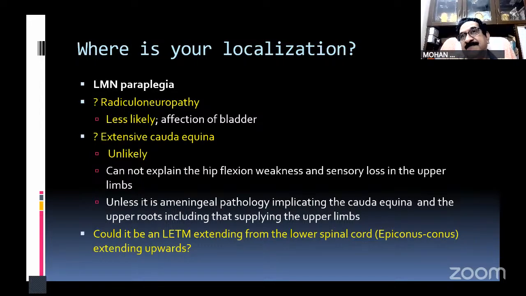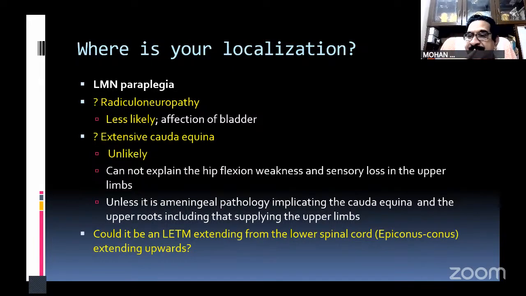See, a cauda equina lesion can be equated or equivalent to a conus epiconus lesion. If the lesion happens to extend upward, the trunk muscles can also be involved. But not a lesion confined only to the cauda equina. The same thing can also occur with the caudal roots plus the associated roots coming from the dorsal cord. So which is which, we cannot say from here. So these are the possibilities.